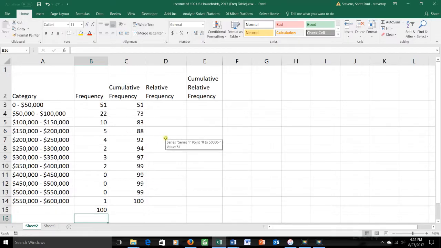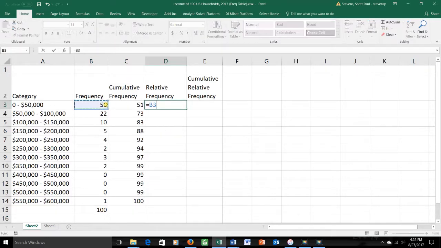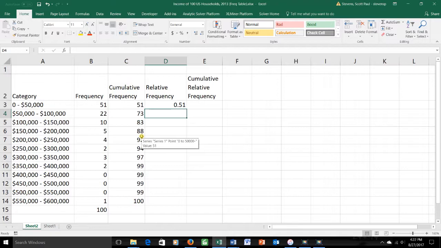Okay, how about relative frequency? Remember what it means? It's the fraction of the whole. So 51 families out of the total 100 families gives us, not surprisingly, 51%. The numbers look so similar here because the total happened to be 100. If it were something different, those numbers in column B and column D wouldn't match up so nicely.